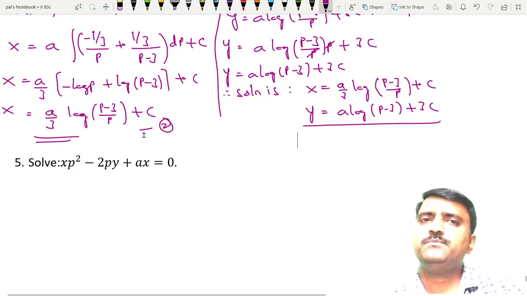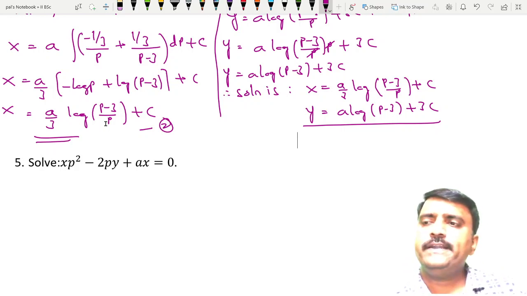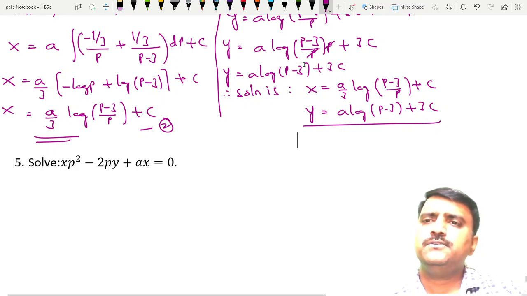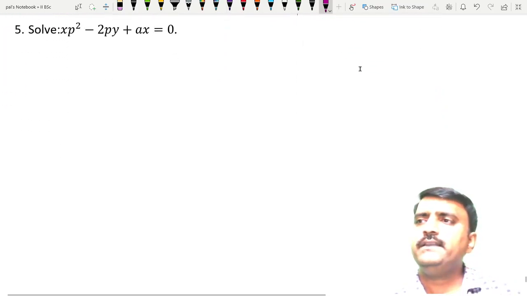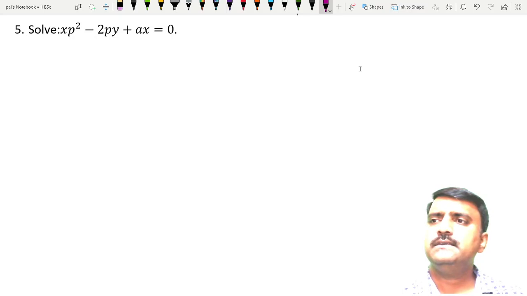So you separate and try, okay? If you separate, you may get p in terms of an exponential function. Because to remove the log you get e to the power of x, like that it can come. Okay, you just go and try. Otherwise you keep the solutions like this. If you write the solution like this, then p is the parameter. So again, one more equation, xp square is equal to 2py plus ax.